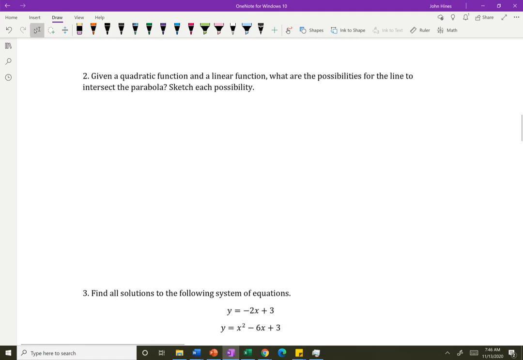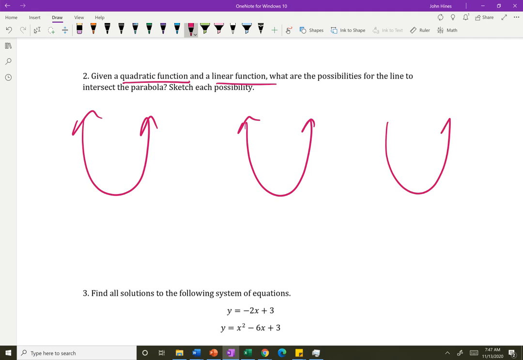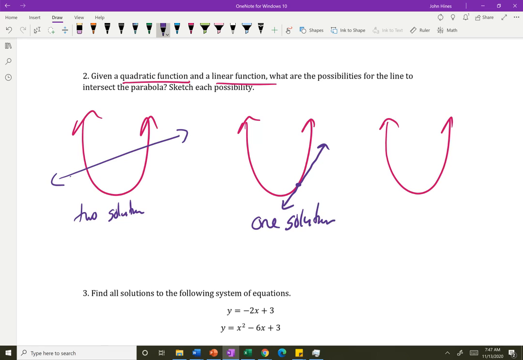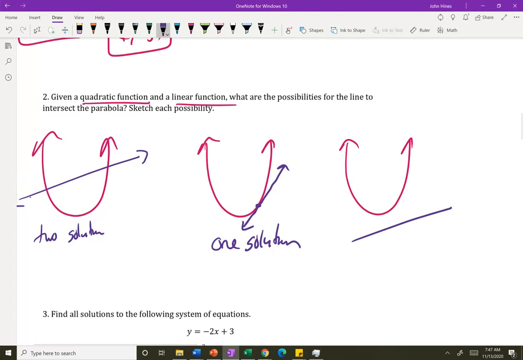So given a quadratic function, a parabola and a line, what could happen? There's 3 possibilities. If I have 3 parabolas here, here's what could happen. The line could cross through it twice. I could have 2 solutions to the system. I could have one solution if the line is tangent, is what we say. Notice how they intersect once, one solution. Or it could be a complete miss and we have no real solutions.